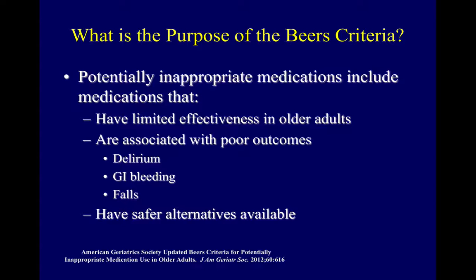All right? And it's supposed to look at what medications could have limited effectiveness in older patients due to changes in aging, or just that they've been around so long, they have poor evidence. And they are associated with poor outcomes. They could cause delirium, GI bleeds, falls, and there are already safer alternatives out there that we could use.